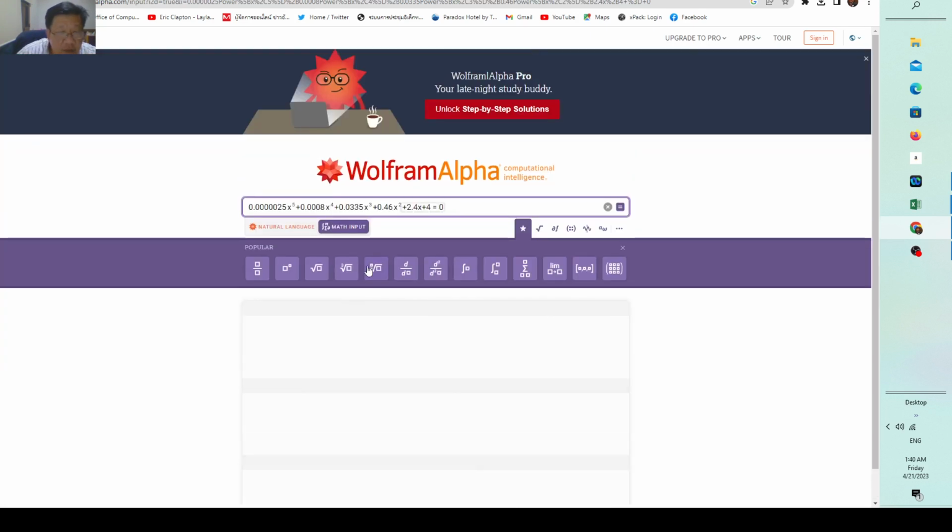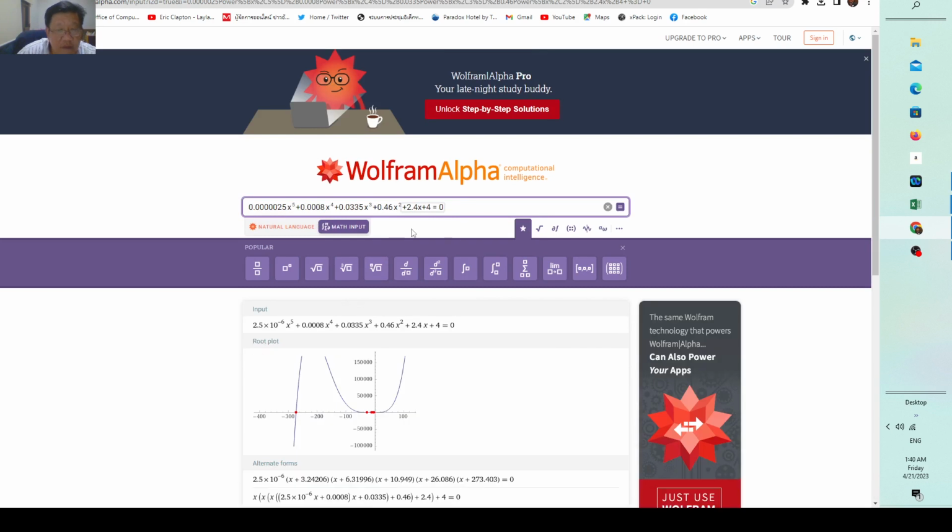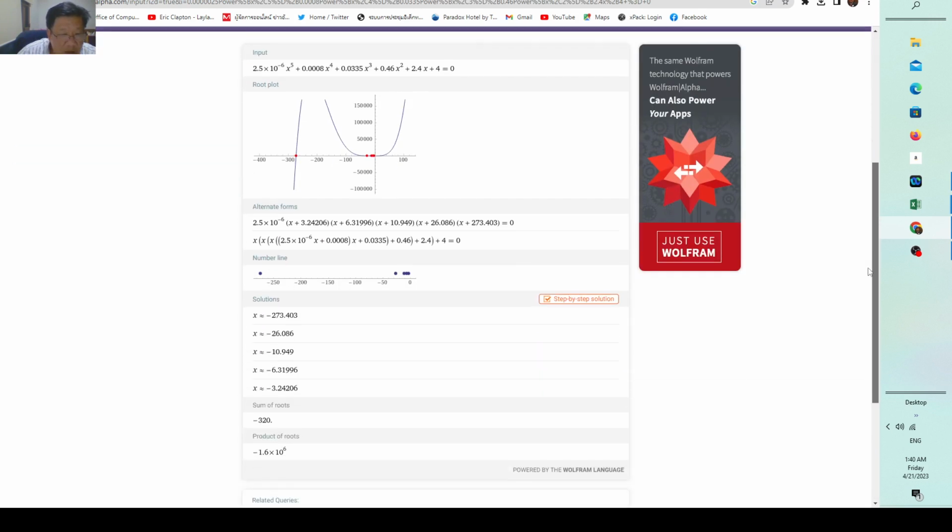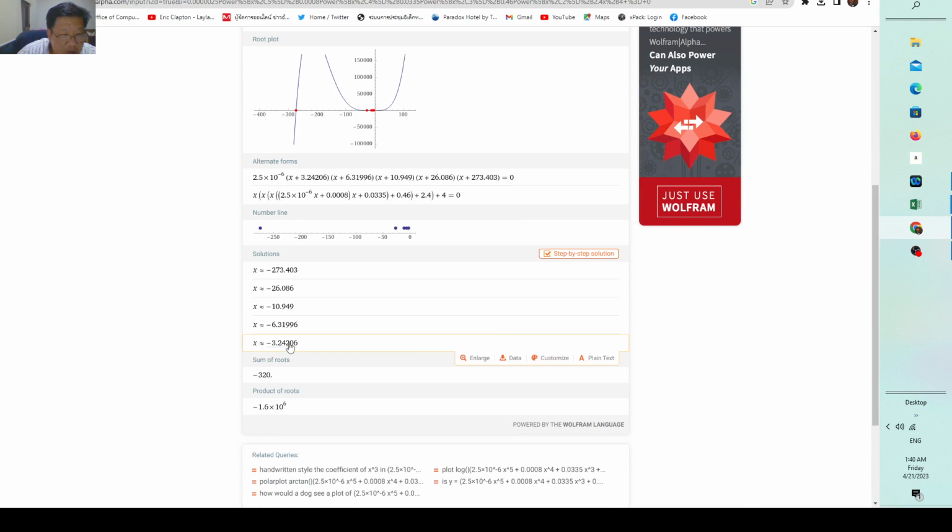Okay, Wolfram Alpha, start computing online for me. Okay, and now you get the solution here. And this is all the 5 roots here. Minus 3, from the smallest to the largest.